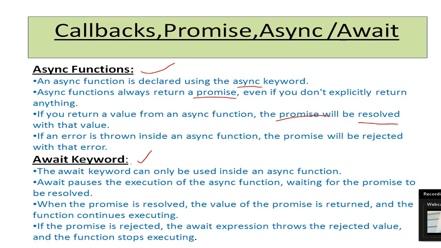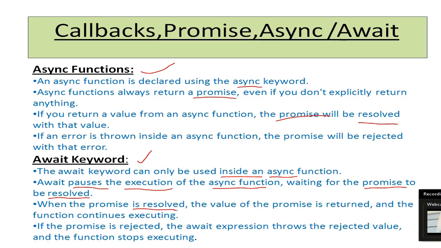Now let us know about the await keyword. The await keyword can only be used inside an async function. So you cannot use await outside the async function. Remember this. Now what is the use of await? It pauses the execution of the async function, waiting for the promise to be resolved. So until the promise is resolved, our async function will stay paused.